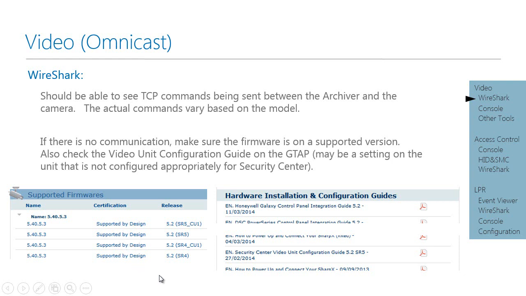Now, when faced with problems seeing video on the client or viewing recorded video, we should at least be able to see the TCP communication between the archiver and the camera. The actual commands vary based on the manufacturer and the model of the camera, but seeing communication between the two is important. If you're not seeing any communication, it might be the firmware or something that's not been set up properly on the camera. You can go to the GTAP and check the supported firmware for the camera that you're using.